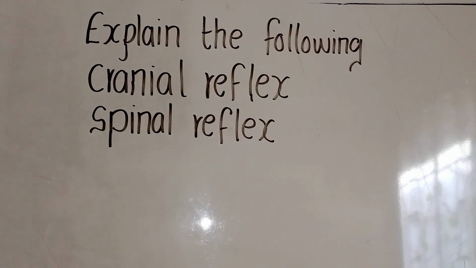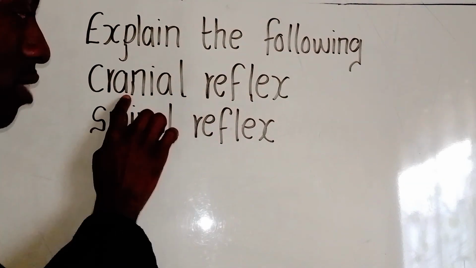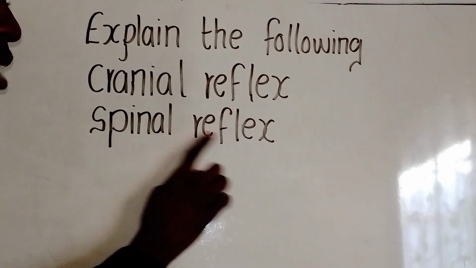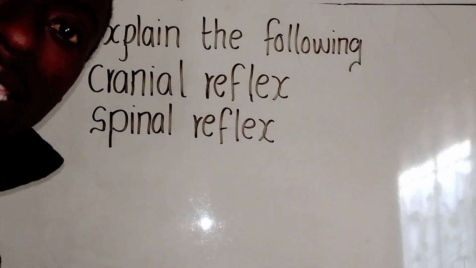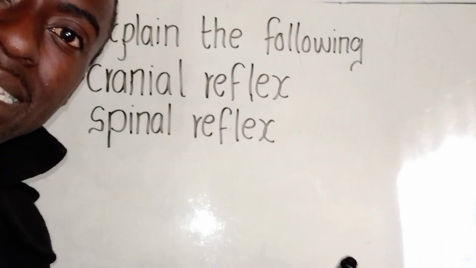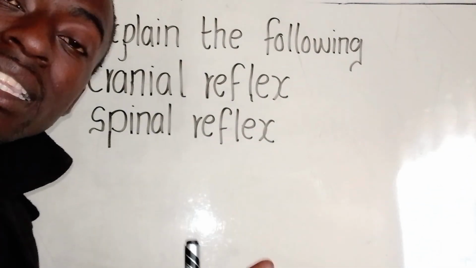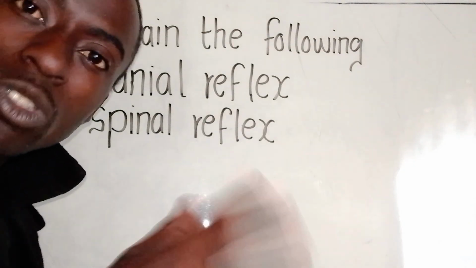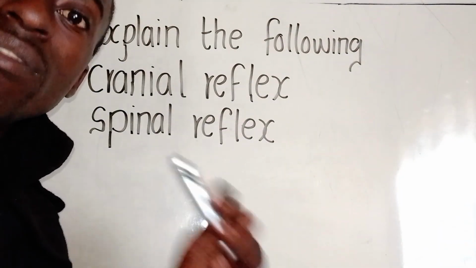Okay, so we have a biology question that says explain the following: the cranial reflex and the spinal reflex. When they say reflex, this is a quick automatic response towards a stimulus. When they say automatic, it simply means it is self-controlled. A stimulus is a change in the environment.